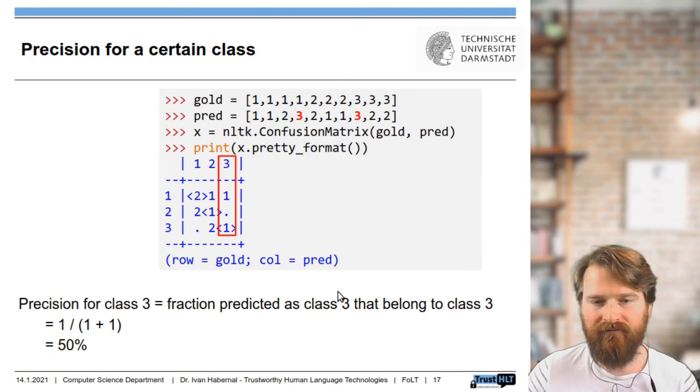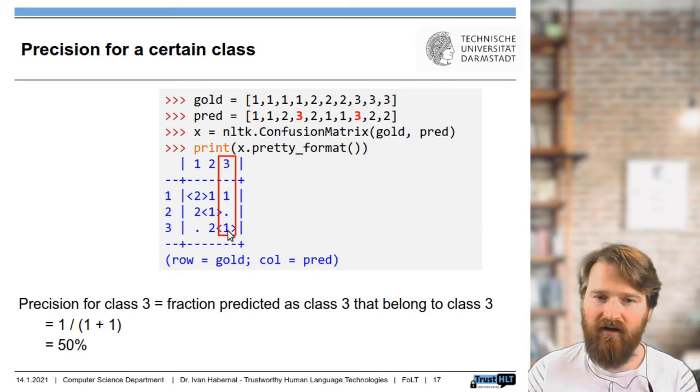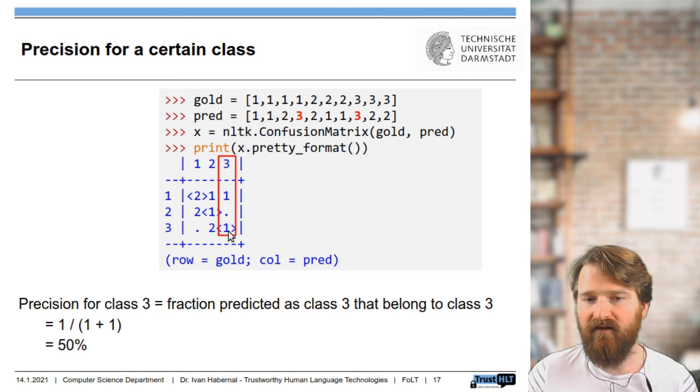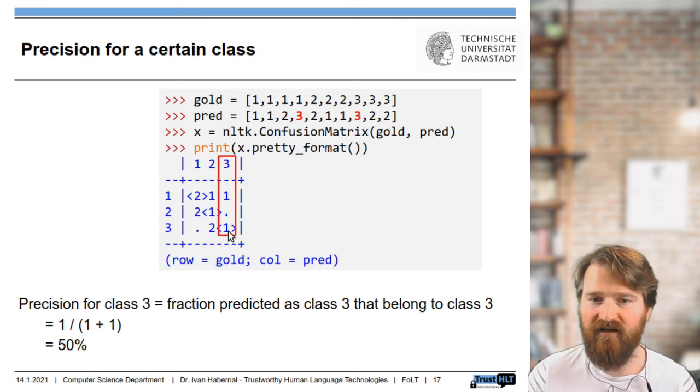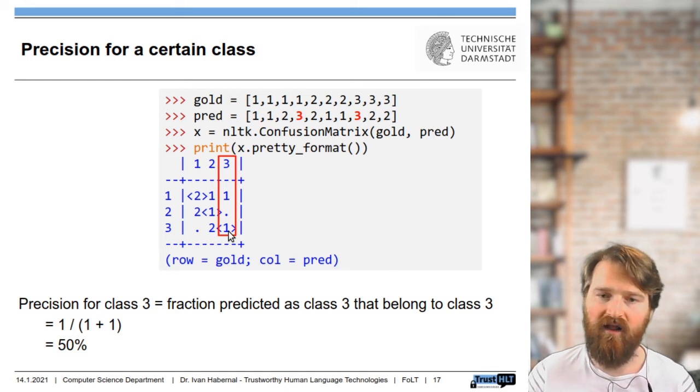Now, how do we compute the precision? Precision is the fraction of truly predicted classes divided by all predicted as such. For example, precision for class 3 would be how many 3s from the gold standard were predicted as 3, divided by all predicted as 3. So how precise is our classifier on class 3? In this case, it's 1 over all of them, so 1 plus 1, which is 50% precision for class 3.